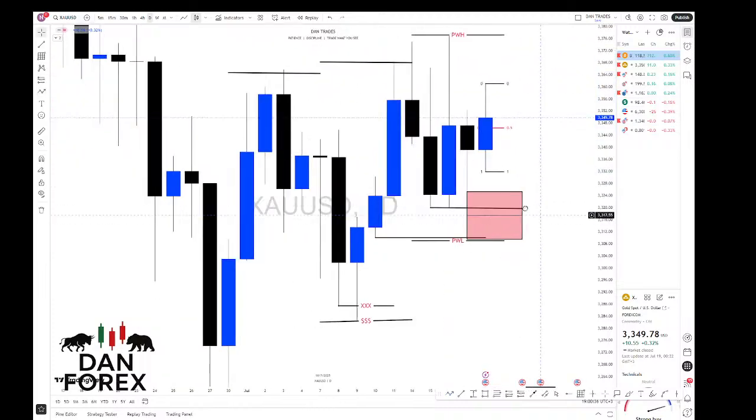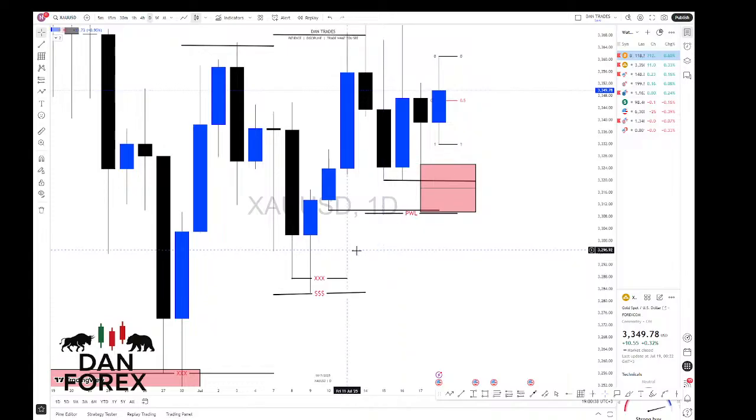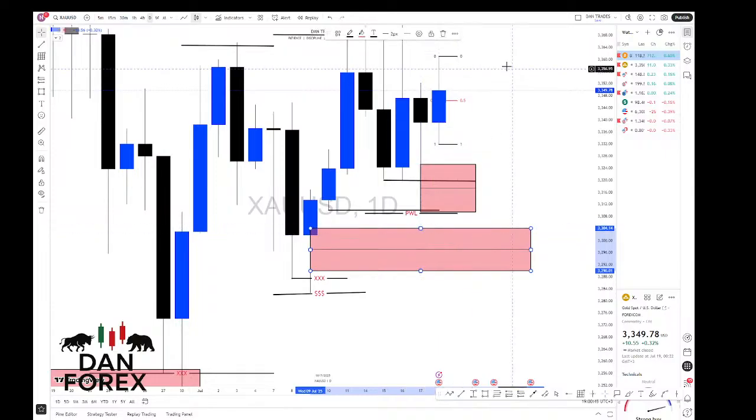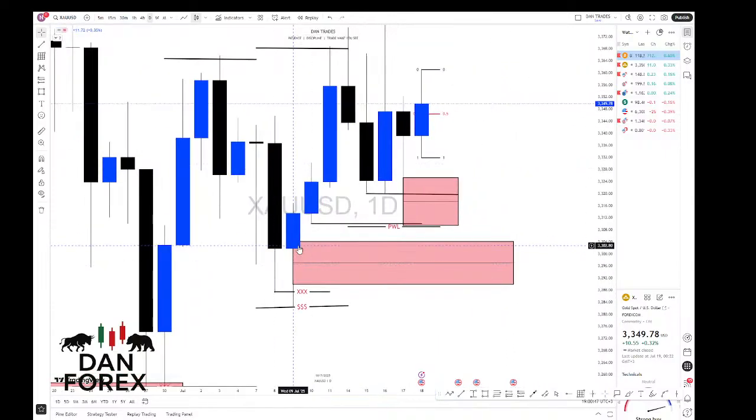But if it's going to violate that area, then at around this area, I'll be looking for any demand zone or any point of interest. Then I'll be looking for confirmation at around that area so that I can have that buy.